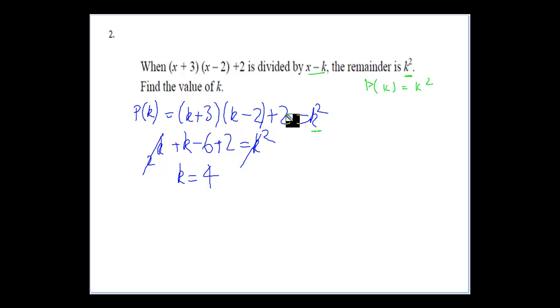So we're able to do that substitution. Expand the brackets, we get a k squared there. So the k squared plus the k minus 6 plus 2, well, the k squareds cancel, so that's what was happening with that one. And k minus 4 was equal to 0, so k would equal 4.